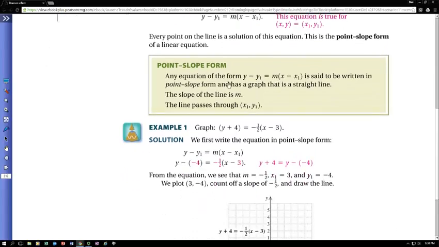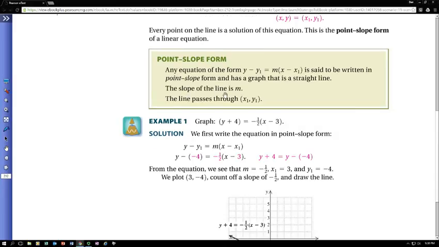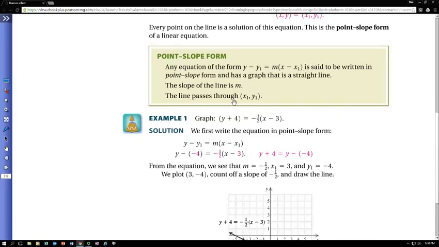So let's look at this. It says an equation of the form y minus y sub 1 equals m, the slope, times the quantity x minus x sub 1, is said to be written in the point-slope form and has a graph that is a straight line. In other words, this is still linear. It creates linear ordered pairs, a pattern of a line, for ordered pairs that are a solution to this equation. The slope of the line is m. We use that letter m, right? And the line passes through this point, x sub 1, y sub 1.